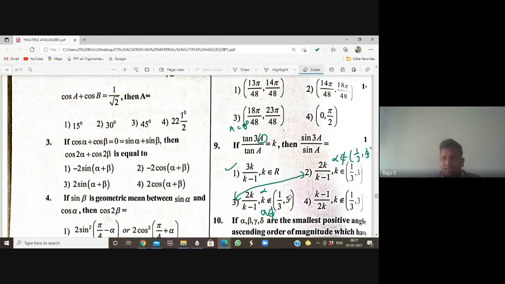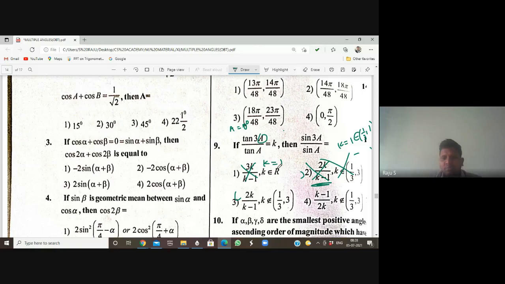Why have they given that k does not belong to the given interval? By seeing the option itself, we can say directly it is wrong, because when k belongs to 1 by 3 to 3, take k is equal to 1. Is 1 belonging to the given interval? Yes. Substitute k is equal to 1 here: 2 by 1 minus 1. Am I right? So this is wrong. Even the first option we can say is wrong, because if k belongs to R, k is equal to 1 is there.